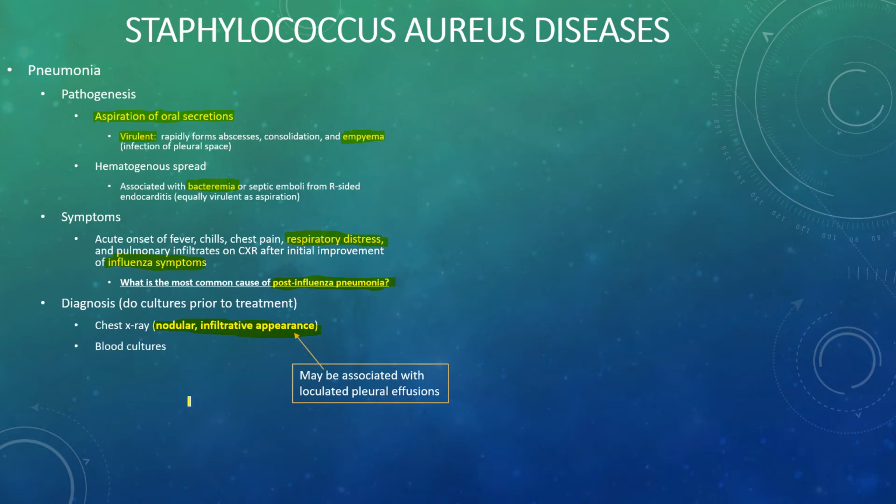You do blood cultures as well. If it was spread hematogenously, you can do a blood culture and see what the cause was. Or you can do a respiratory tract specimen or culture to see what was aspirated and to grow the specimen and see if it was Staph aureus.